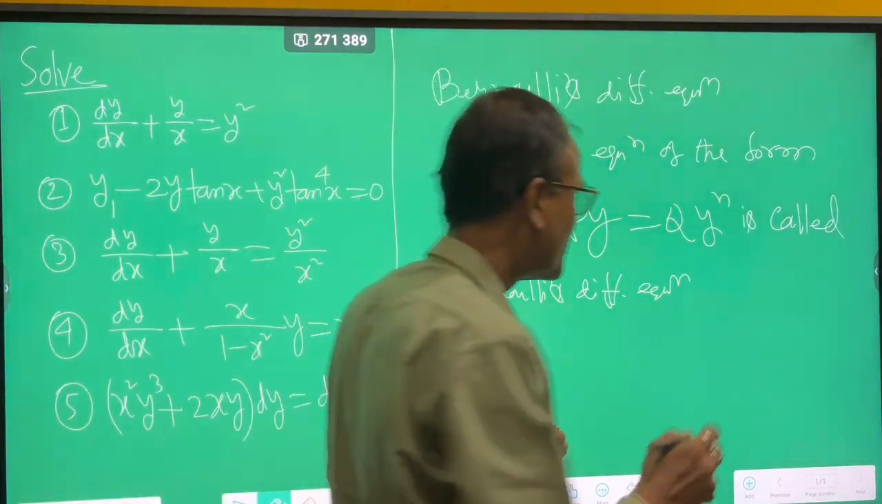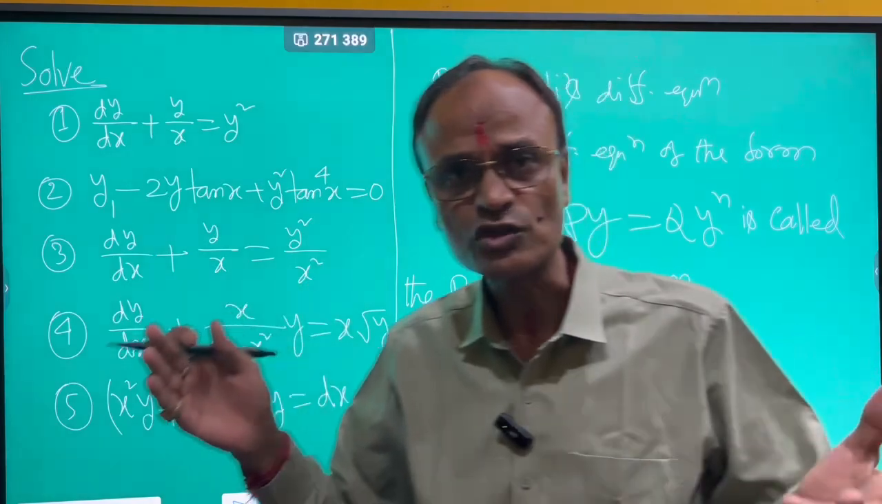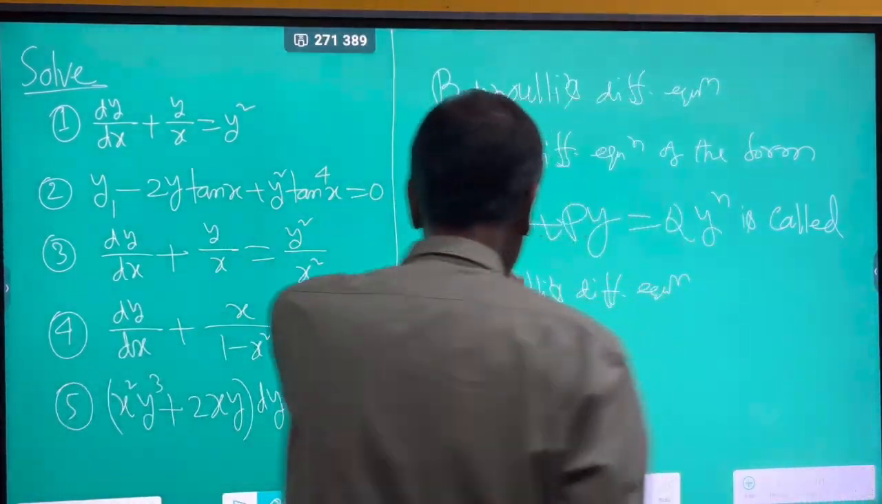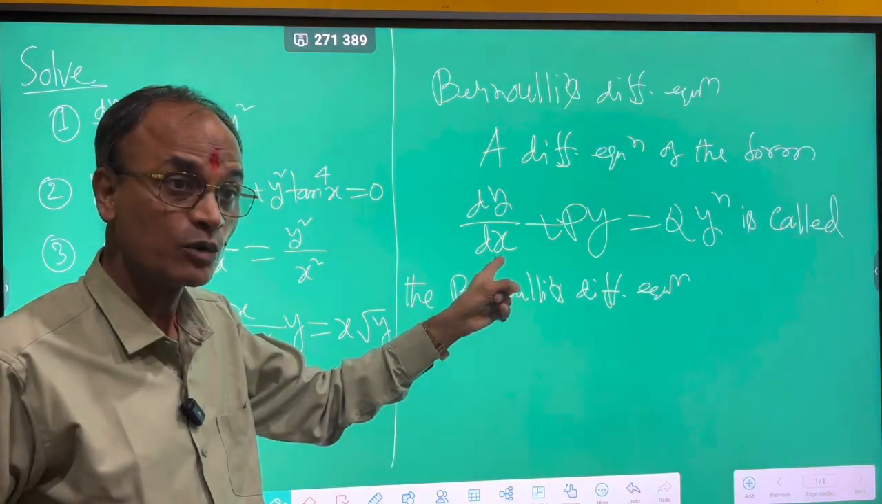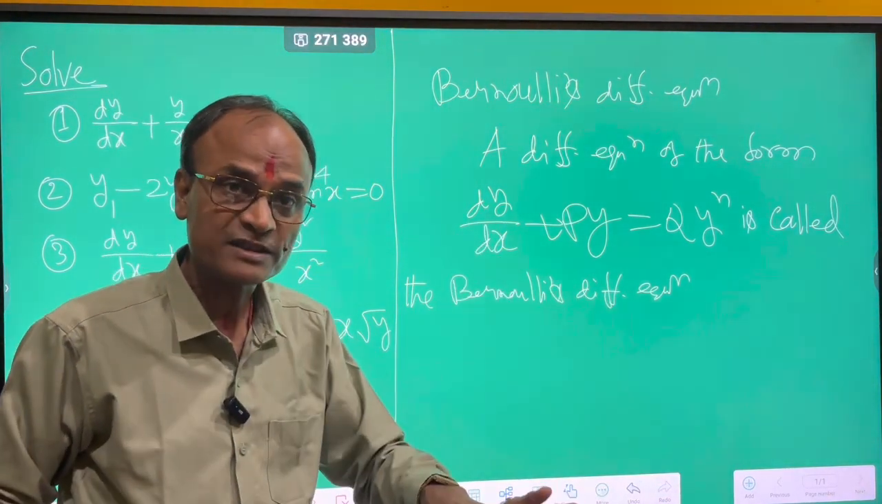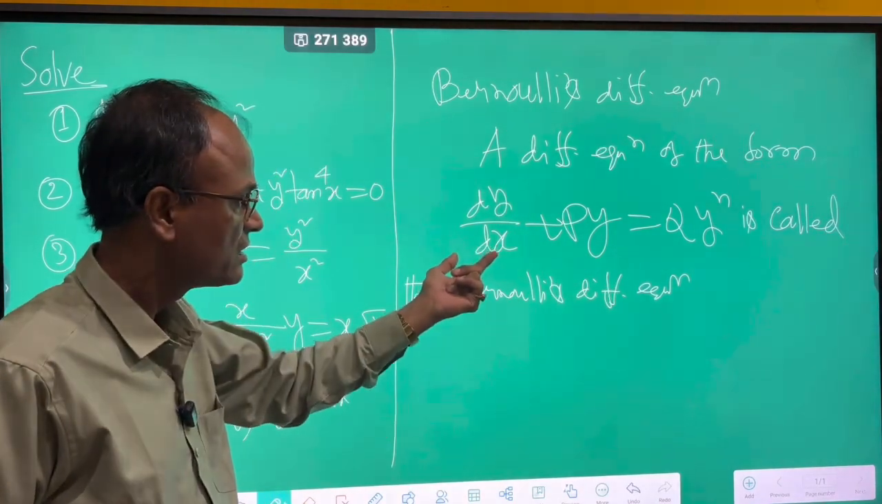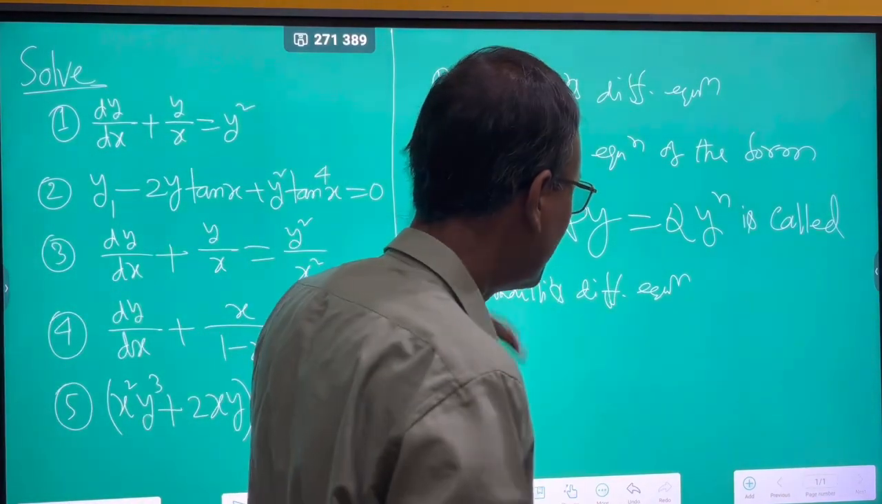Here p and q are functions of x, either functions of x or constants. What is x? You see dy by dx, x is the independent variable. P and q are functions of x means p and q are functions of the independent variable.